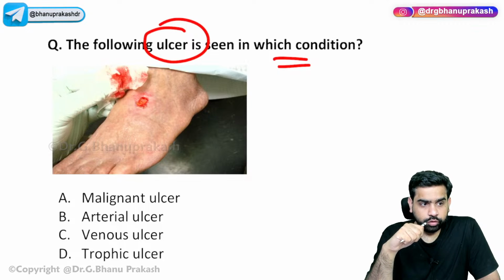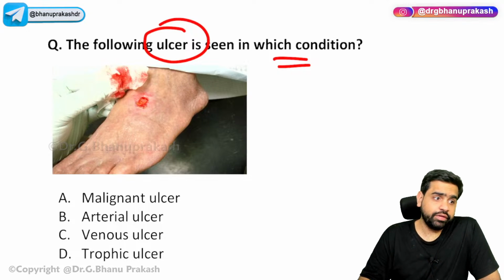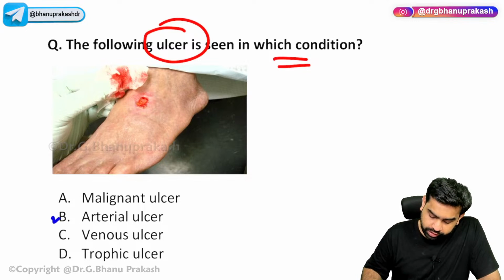Please tell me guys, what is the answer? What do you think? What is the type of ulcer present in this particular patient? Okay, so it's not a trophic ulcer. Yes, it is an arterial ulcer, guys. It's not a venous ulcer. Come on, it's not a venous ulcer. This is an arterial ulcer, guys. Okay, so please try to understand arterial ulcer.